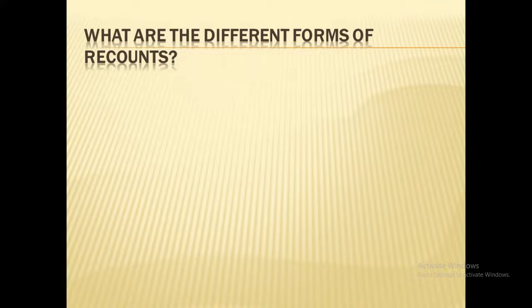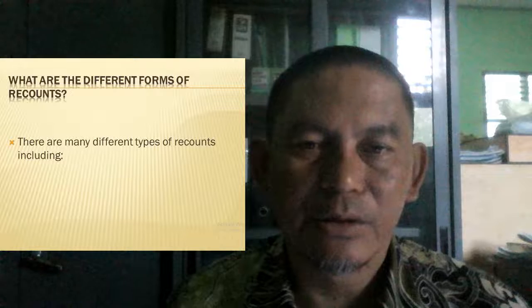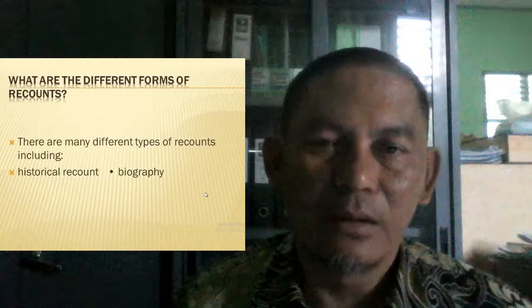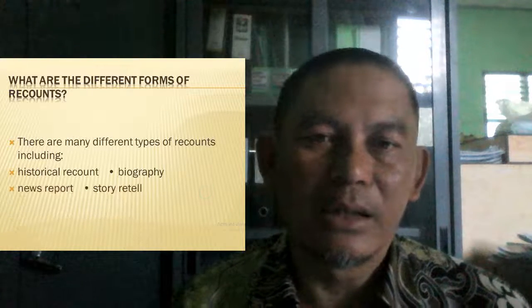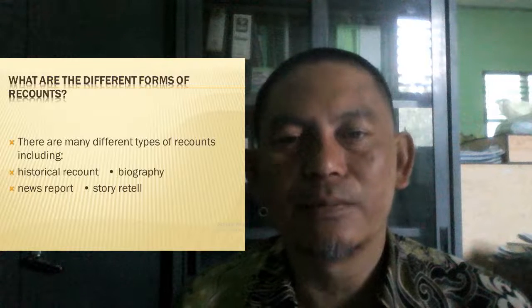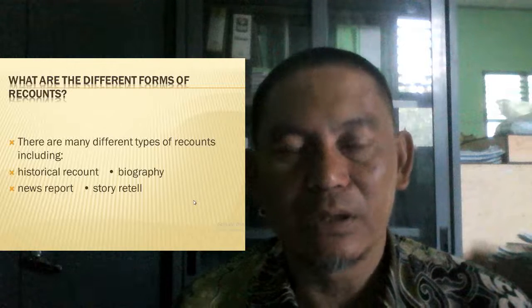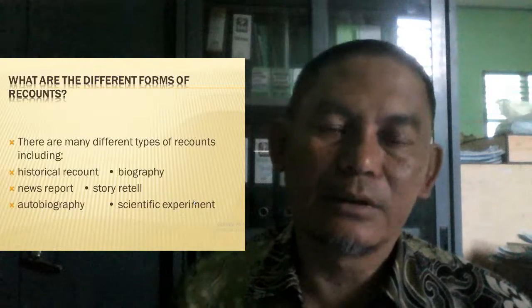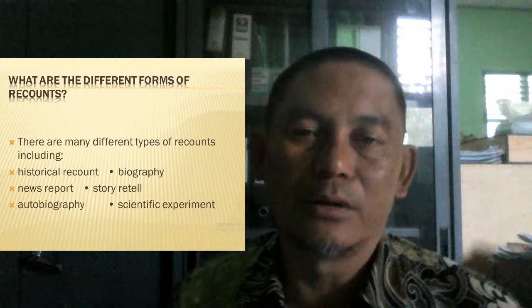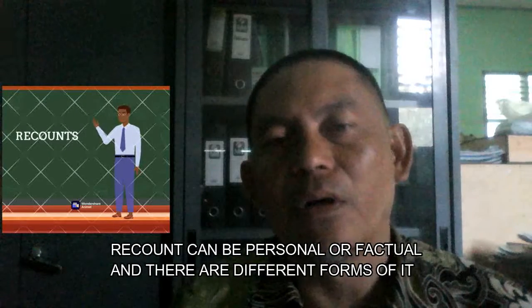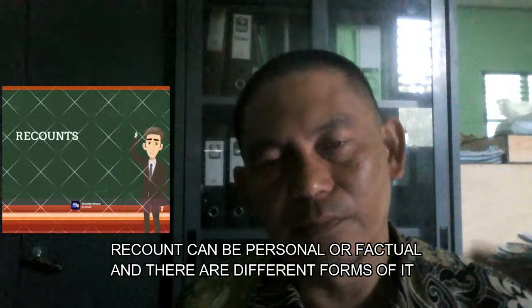And then, what are the different forms of recounts? There are many different types of recounts, including historical recount, which is a factual recount. Biography is also a factual recount. News report, of course, is a factual recount. Story retell can be a personal recount. Autobiography is factual, and scientific experiment is also a factual recount. So a recount can be personal or factual, and there are different forms of it.